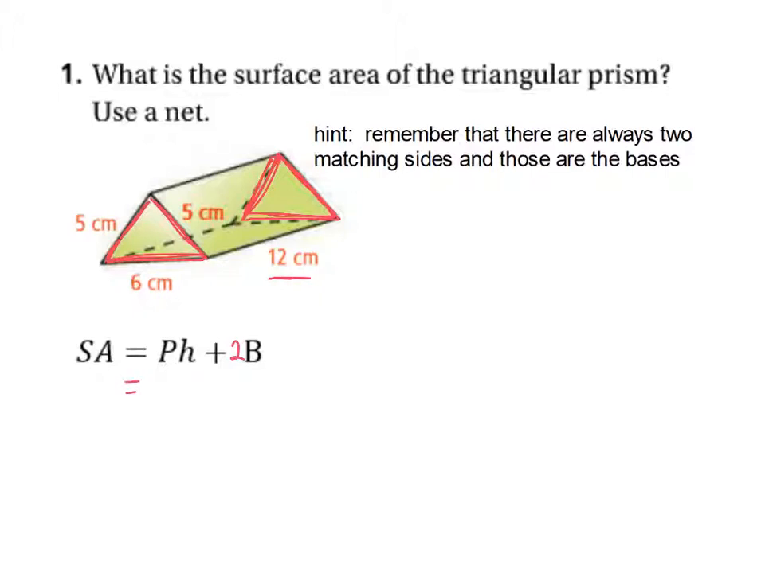So let's fill in what we can. The capital P is the perimeter of the base. The base is the triangle, and the perimeter would be those 3 sides added up. So 5 and 5, that's 10, plus 6. The perimeter is 16. Now the height, if it were sitting on its bases, the height would be 12. Plus 2, and now I have to do the area of the base. It's a triangle. I have to go back to last chapter. Area of a triangle is 1/2 base times height.